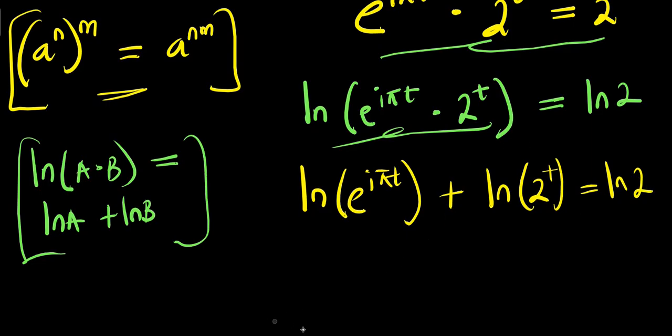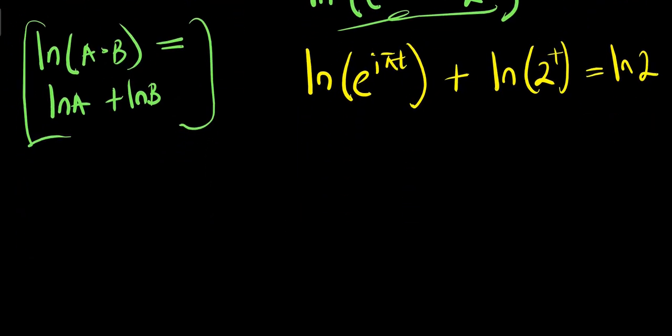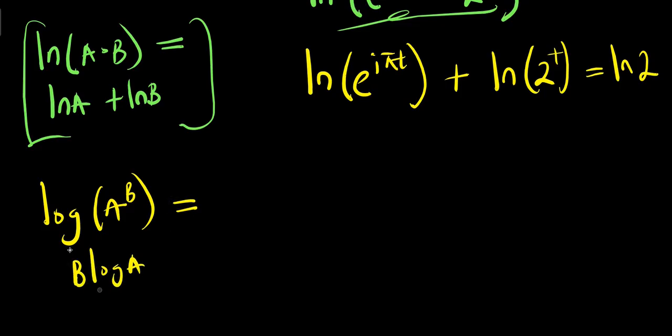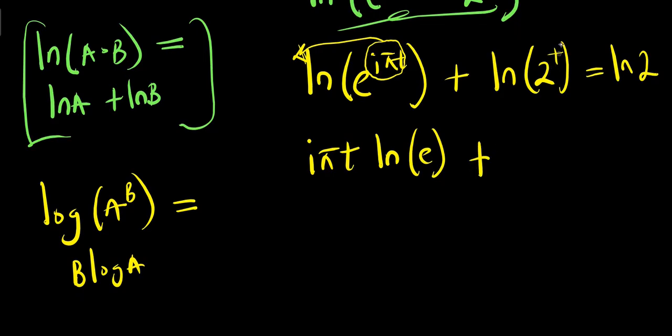Now, the next thing will be for us to apply this other logarithm property. For instance, if you have log a to the power of b, this equals b log of a, and this logarithm property is also applied to natural log. So the i pi t here will come in front of the ln. So we have i pi t ln e plus, the same property applied here. So the t here will come in front of the natural log. We have t times ln 2, and this equals ln 2.